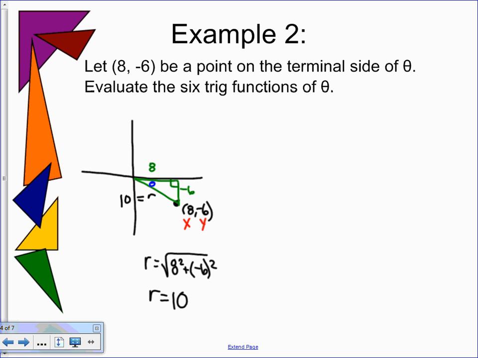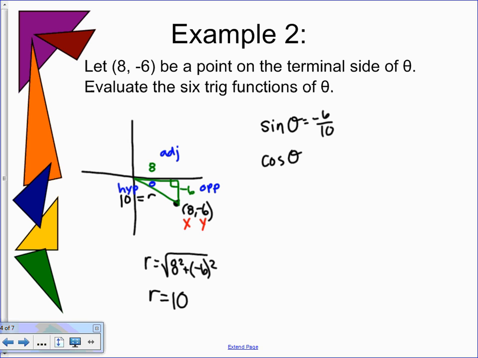Remember that theta is always at the origin. Negative 6 is your opposite. 8 is your adjacent. And 10 is your hypotenuse. So you could still run like a SOHCAHTOA. Either way you do it, the sine of theta by the algebraic definition is y over r. That's negative 6 over 10. By the geometric definition, that's opposite over hypotenuse, which is negative 6 over 10. So either way works.